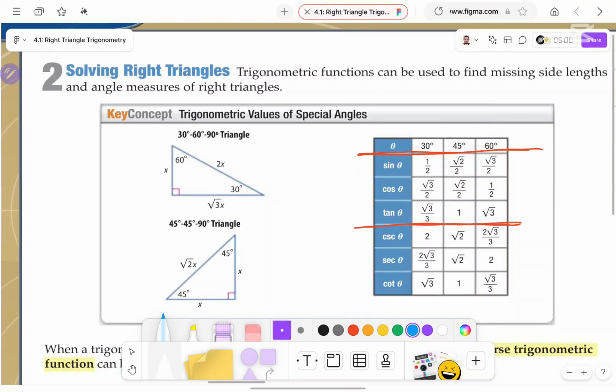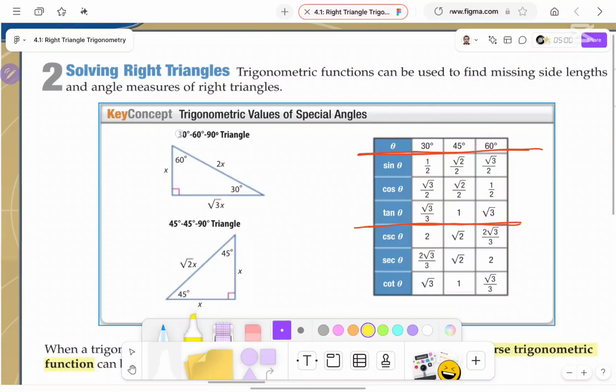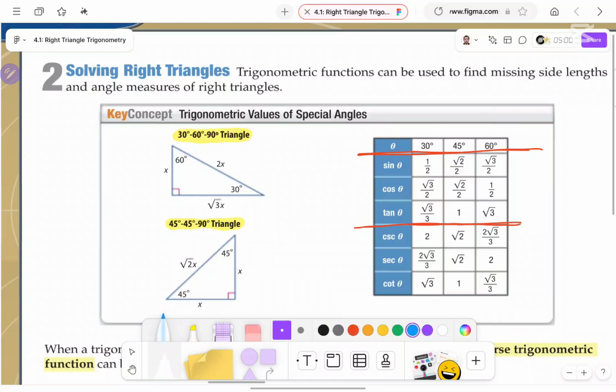Now for the triangles, we have 2 special triangles. The first one is the 30, 60, 90 triangle. The second one is the 45, 45, 90 triangle. So as you can see, we have 2 special cases for the triangle. Why do we consider these special cases? Because we can know the other sides with only one side known.